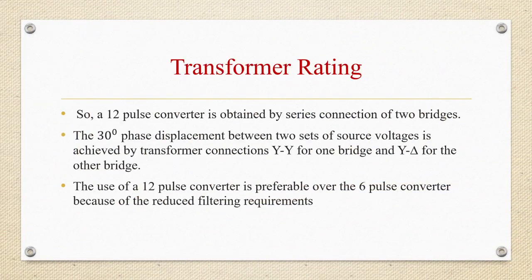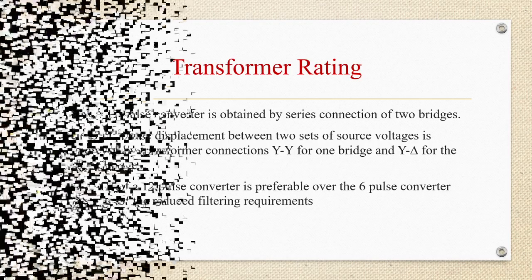So a 12-pulse converter can be obtained by series connection of 2 bridges. So 6 plus 6 will become 12. A 30 degrees phase displacement between two sets of source voltages is achieved by transformer connections, star-star for one bridge and star-delta for the other bridge. Use of a 12-pulse converter is preferable over a 6-pulse converter because of reduced filtering requirements.